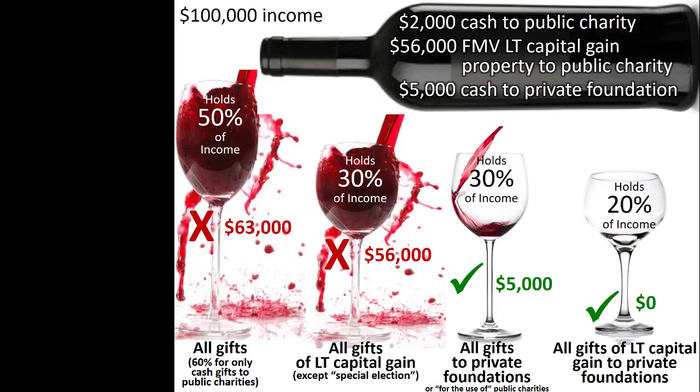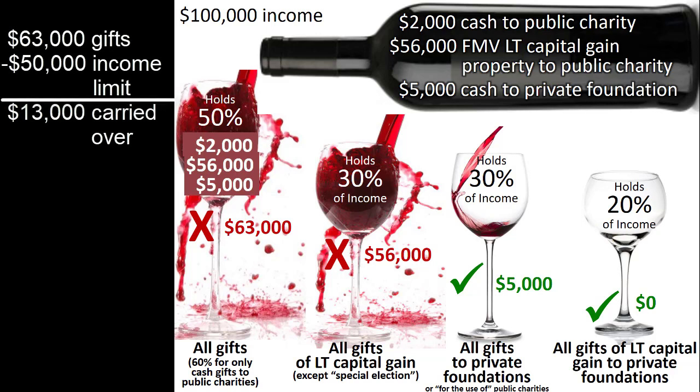The first glass can hold up to $50,000, or $60,000 when holding only gifts of cash to a public charity, and it includes all deductible charitable gifts made during the year. In this case, the donor has made a total of $63,000 of deductible charitable gifts. The special $60,000 limit does not apply here because only $2,000 of the gifts were cash gifts made to a public charity. Consequently, the first glass can hold only $50,000 and there will be $13,000 of spillage out of this first glass.